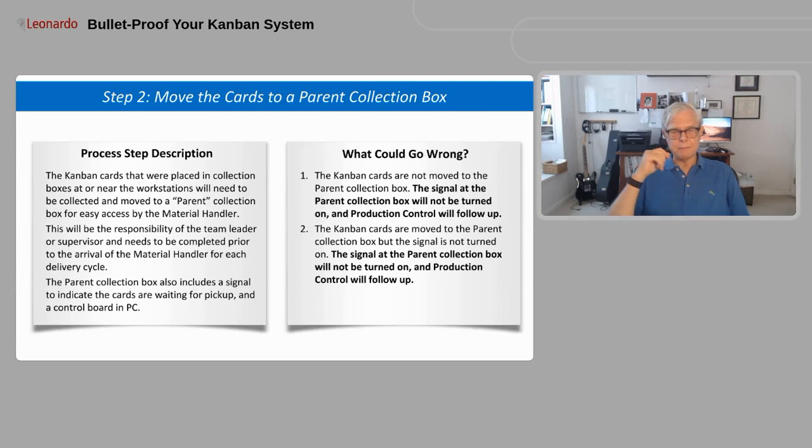Now, the other thing that can happen is number two, the Kanban cards are moved to the parent collection box, but the signal doesn't get turned on. So the team leader did their job, but they just forgot to turn the switch on. Well, that's less serious because the cards are there, but that will still trigger the same kind of follow-up from production control. And that'll be an easy one because the team leader will say, okay, I did it. I just forgot to turn on the switch. Okay, go turn it on and we're cool. So that's not going to slow anything down, but that will trigger the same kind of follow-up as before.